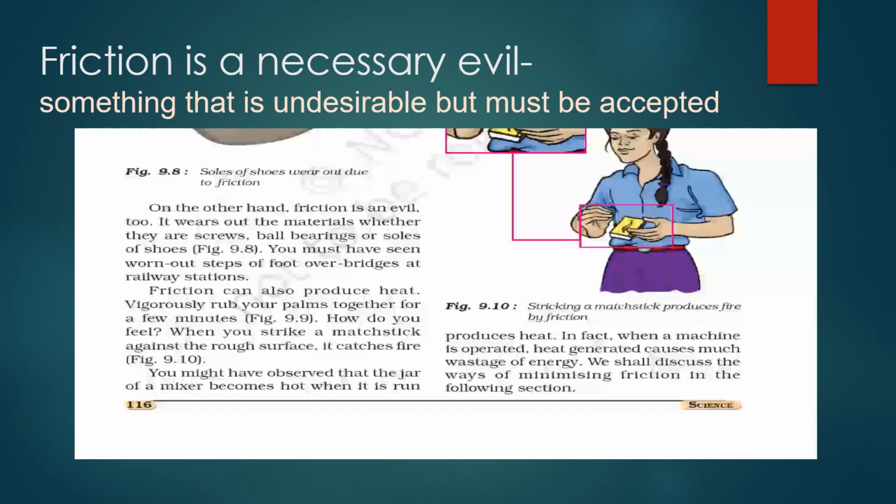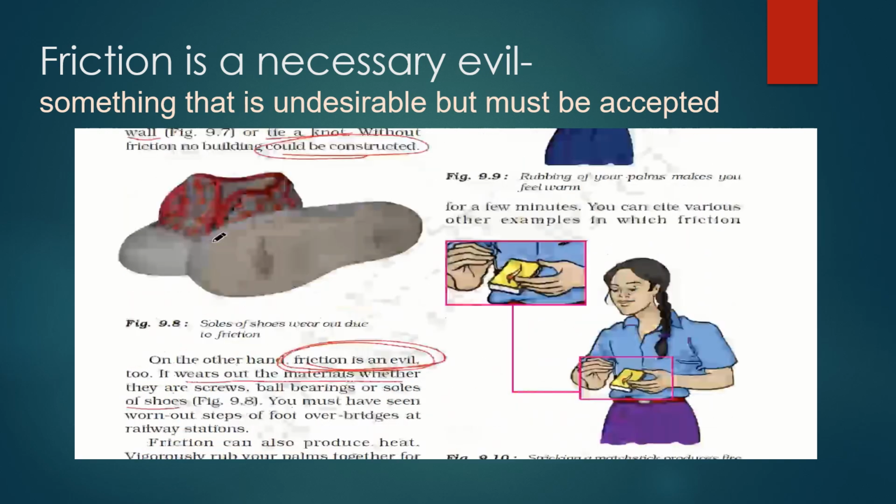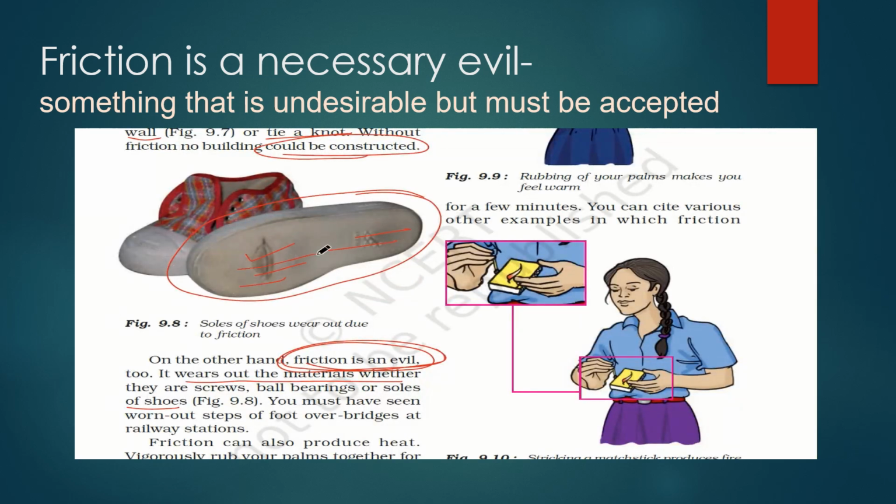On the other hand, friction can be described as an evil, because it wears out materials, whether they are screws, ball bearings, or soles of shoes. When you are wearing a shoe for a very long time, you can see the soles will be worn out, destroyed. Likewise, ball bearings present in fans and bicycles, the soles, and the screws generally wear out.